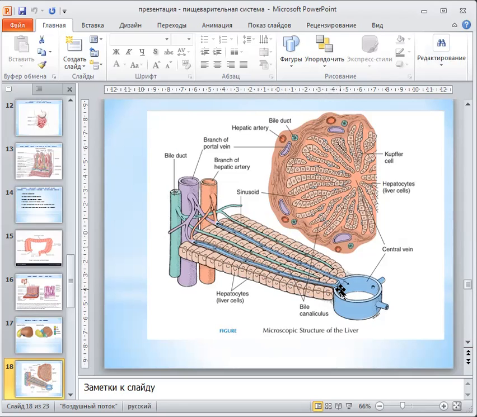Liver ducts. First, blood vessels. Blood vessels are presented by hemicapillaries, connective veins, central veins, and portal veins. And second, bile ducts. The bile ducts are presented by the bile duct, interlobular duct, excretory ducts of the left and right lobes of the liver, and common bile duct. And third, lymphatic vessels.